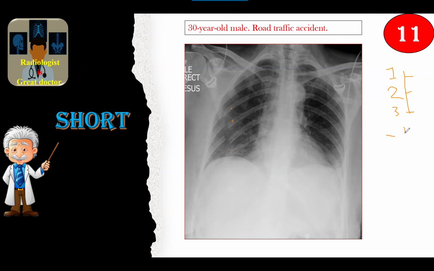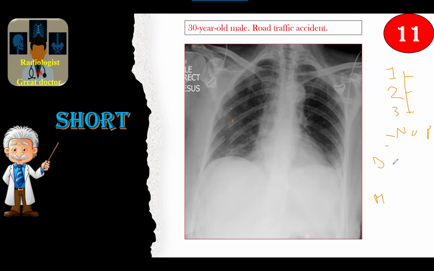Negative, no pneumothorax. No pulmonary opacities or consolidations, and cardiac size not enlarged. Diagnosis and management. So diagnosis is post-traumatic rib fracture, flail chest, and I would advise CT chest for further evaluation and to see any underlying thoracic injury.